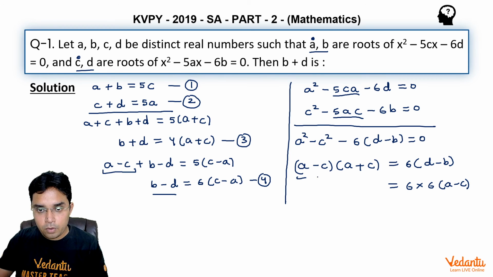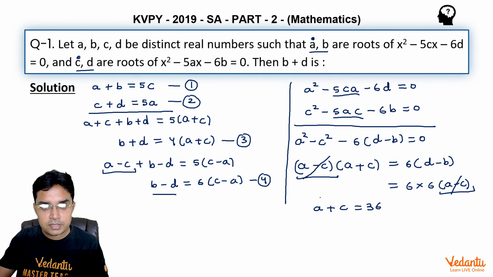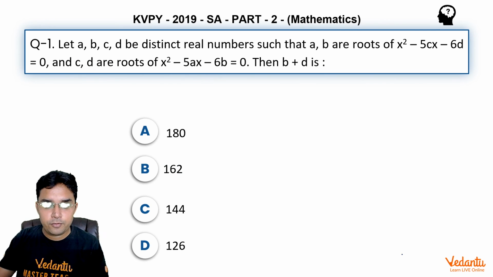Because all A, B, C, D are distinct real numbers, A minus C on the left hand side and right hand side can be cancelled. So we get A plus C to be equal to 36. And this B plus D from equation number 3 will become equal to 4 times A plus C, which is 4 times 36, and hence it becomes equal to 144. So the answer for this question should be C.